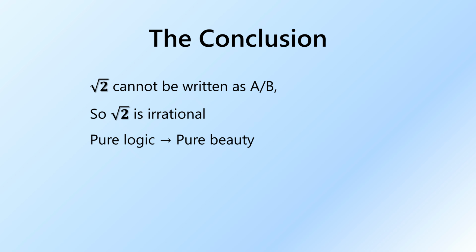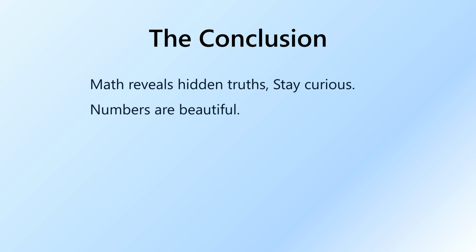So what is the conclusion? Square root of 2 cannot be written as any ratio of integers. It is an irrational number, a truth discovered not by measuring the length, but by pure reasoning inside our mind. Math lets us uncover hidden truths with nothing but thought. So stay curious, there is beauty everywhere in numbers.